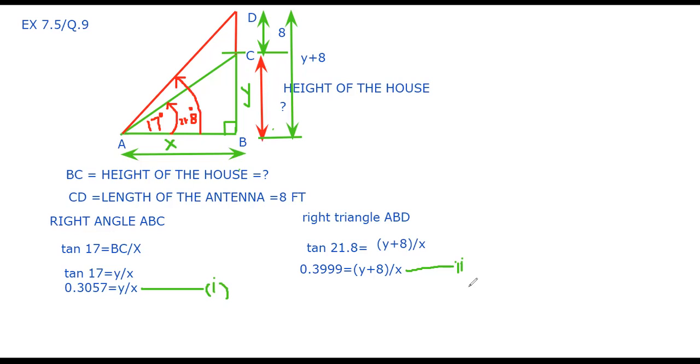Because we need to find BC only, that is y, what we will do is get the value from equation number 1. From this above written equation I will derive the value of x. So the value of x will be equal to y divided by 0.3057. This is the value which I have just obtained from equation number 1.